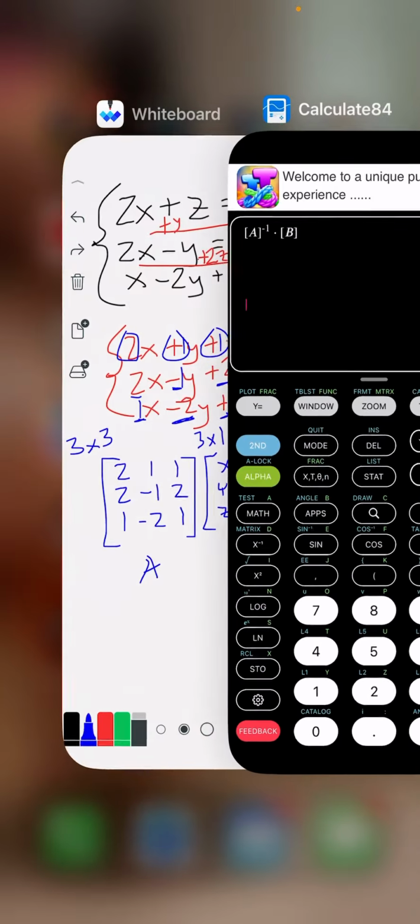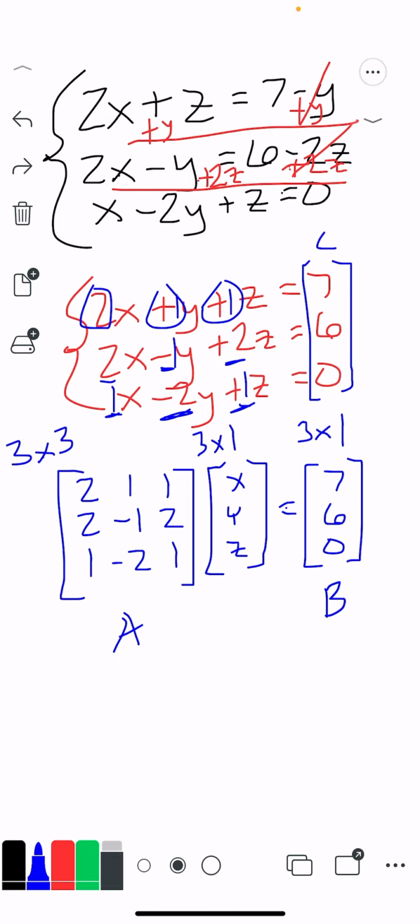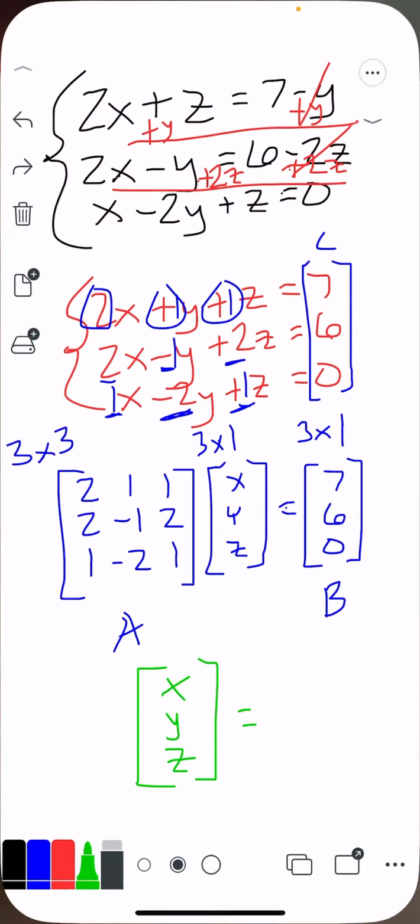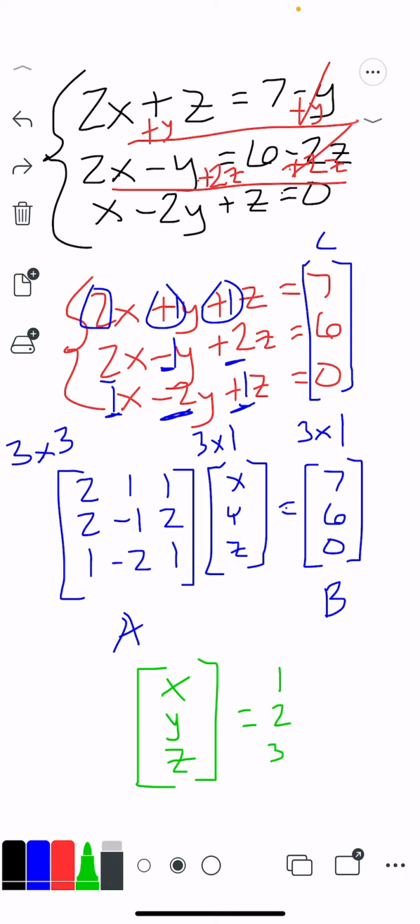So when I go back to my solution matrix, that's what we're going to call it. We're going to take our variable matrix of X, Y, Z. And our calculator said that our solution matrix was 1, 2, 3. So what that means is X equals 1, y equals 2, and z equals 3.